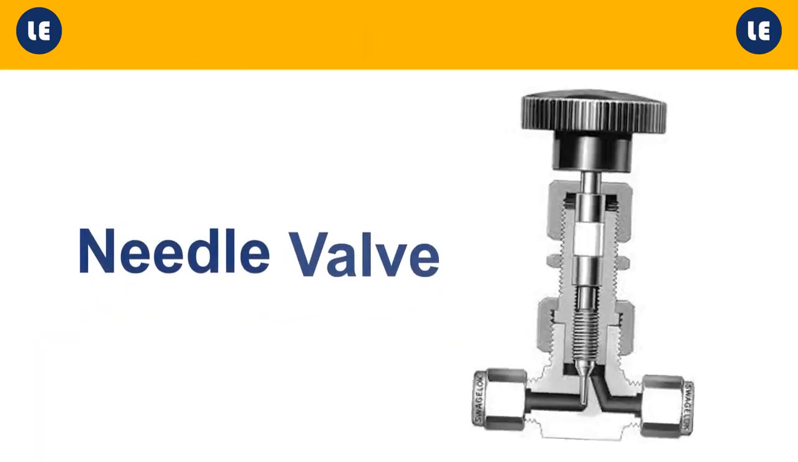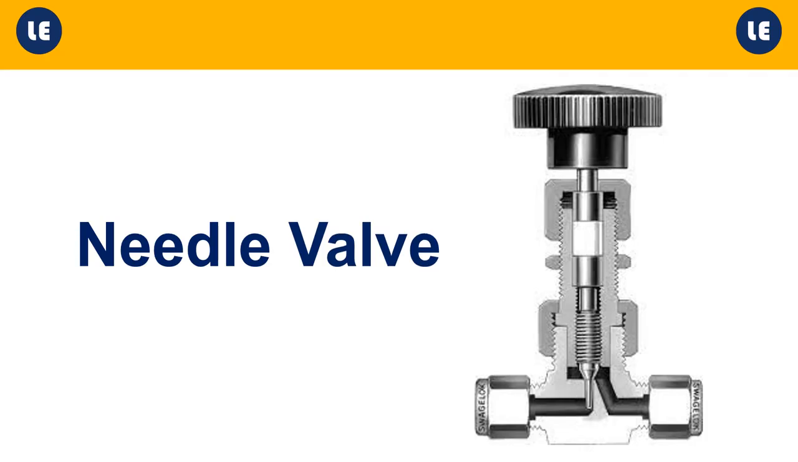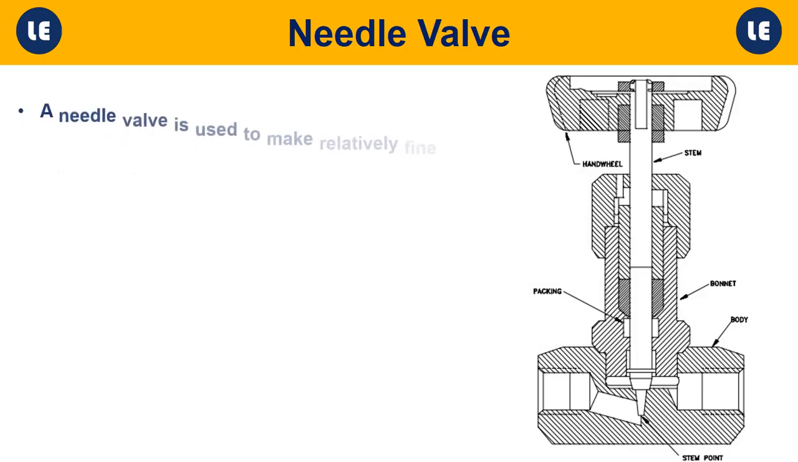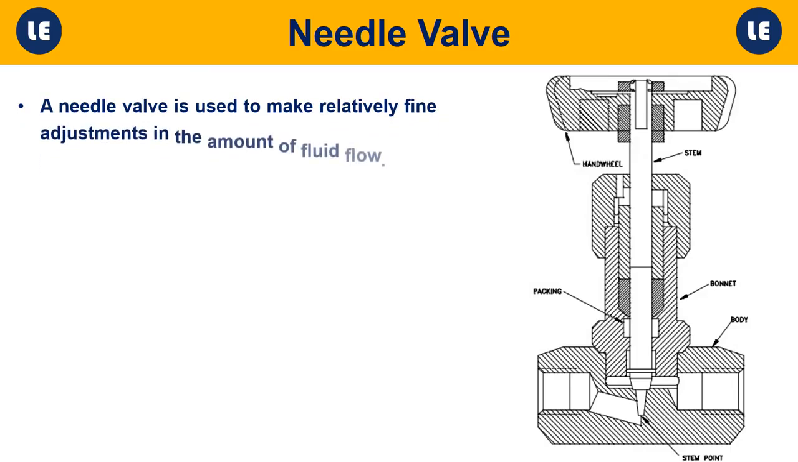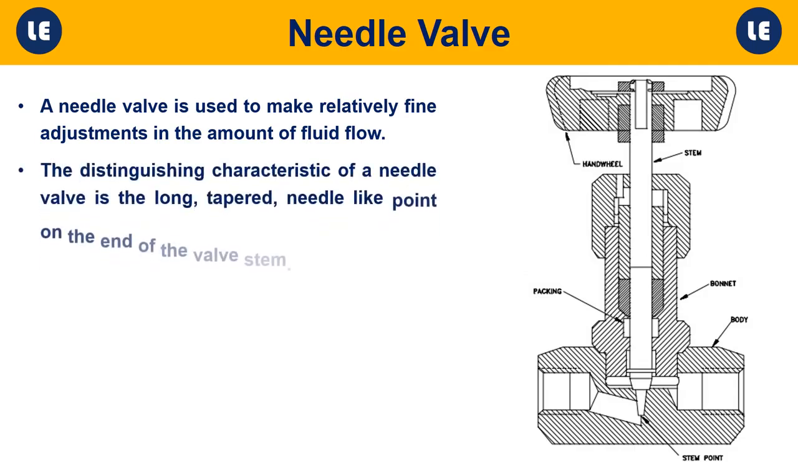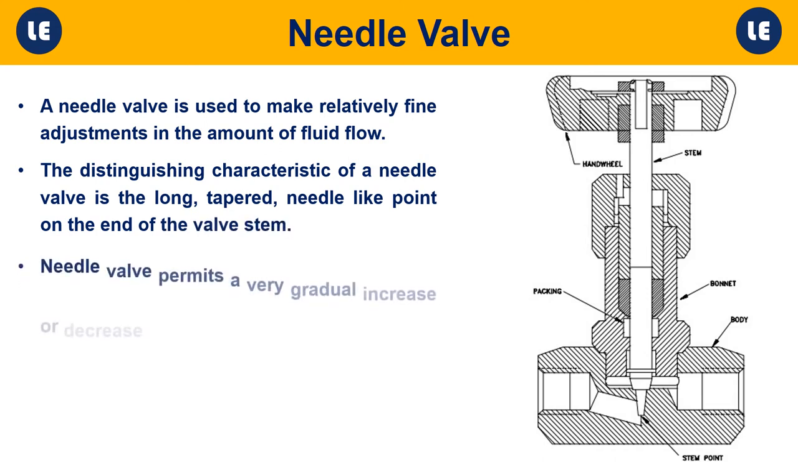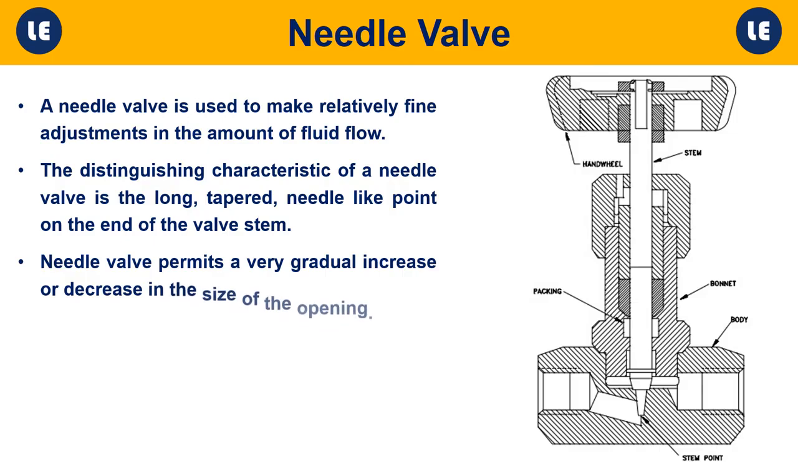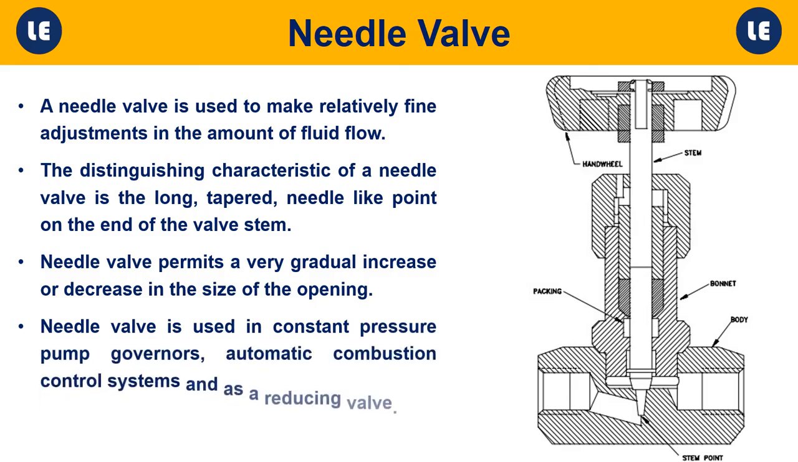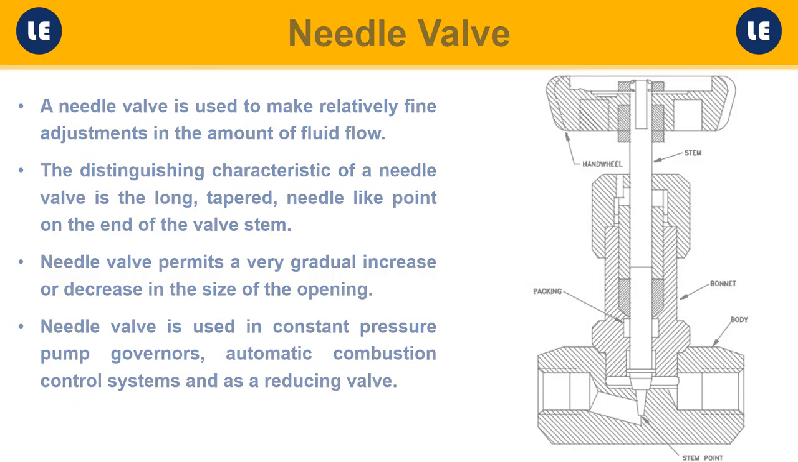Needle valve. A needle valve is used to make relatively fine adjustments in the amount of fluid flow. The distinguishing characteristic of a needle valve is the long, tapered, needle-like point on the end of the valve stem. A needle valve permits a very gradual increase or decrease in the size of the opening. Needle valve is used in constant pressure pump governors, automatic combustion control systems, and as a reducing valve.